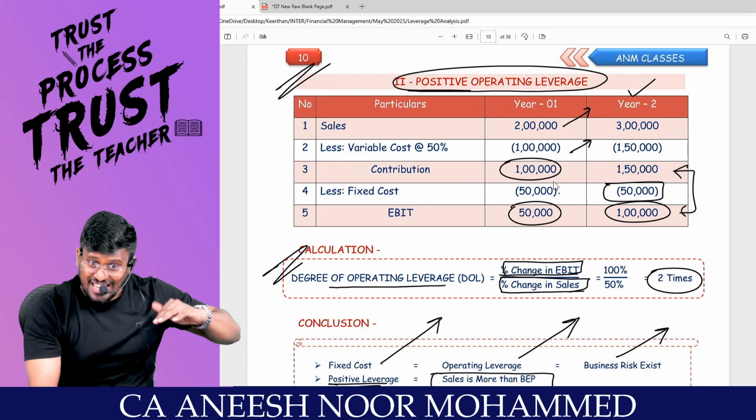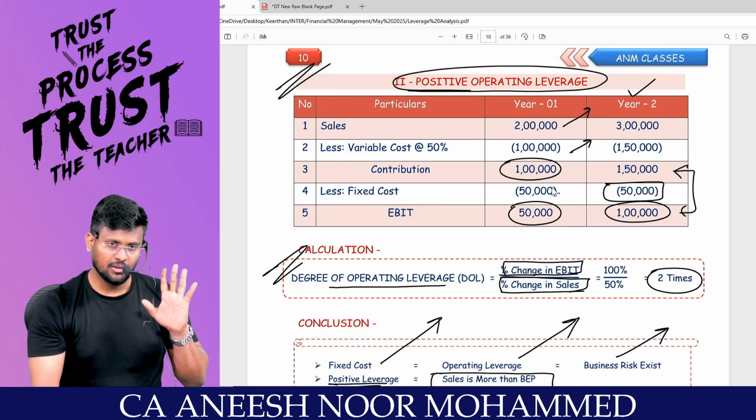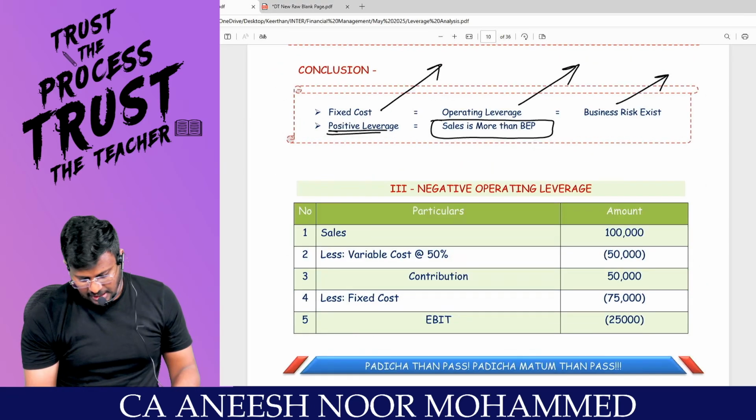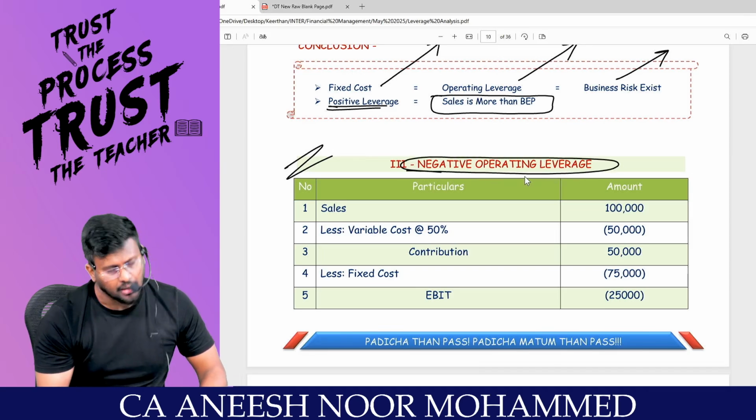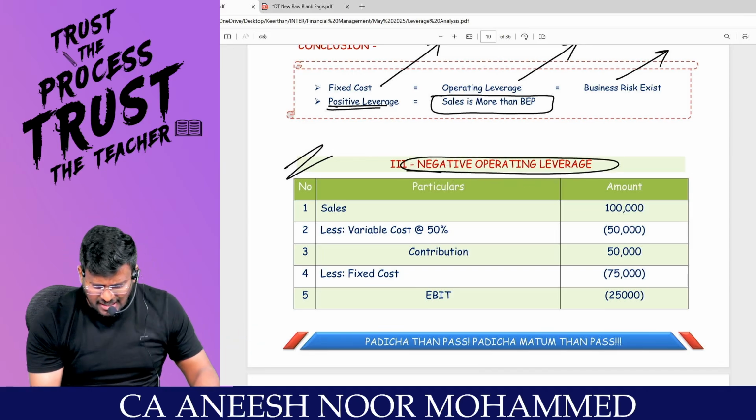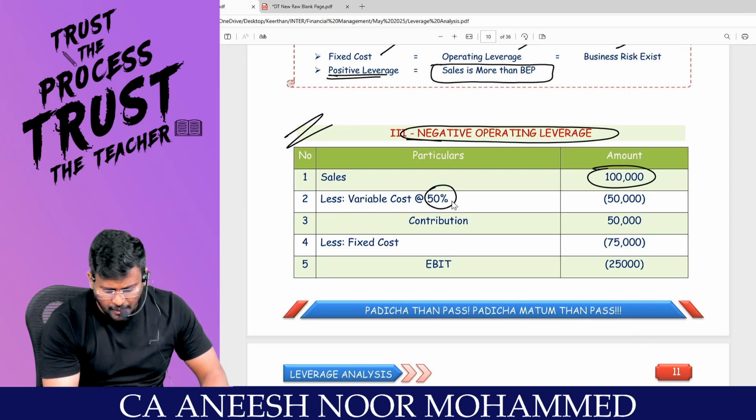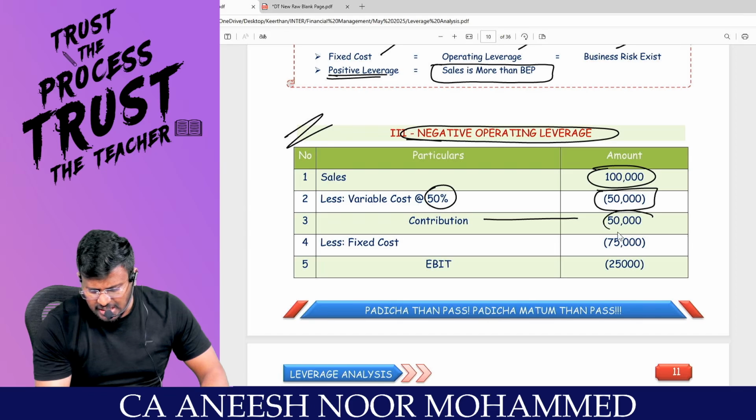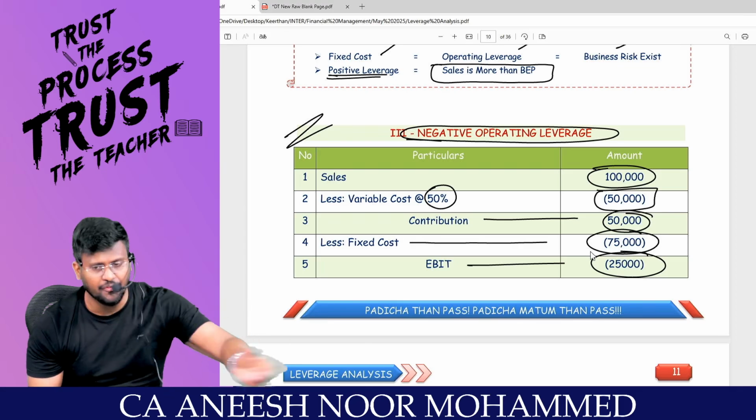That means their sales are more than break-even point. Their sales are more than. Are you getting it? Yes, sir. Some people may come and say that my leverage is negative operating leverage. Sir, when can I say that negative operating leverage? What is my sale? 1 lakh. What is my variable cost? What is the contribution? What is my fixed cost? What is the EBIT? Negative 25,000.